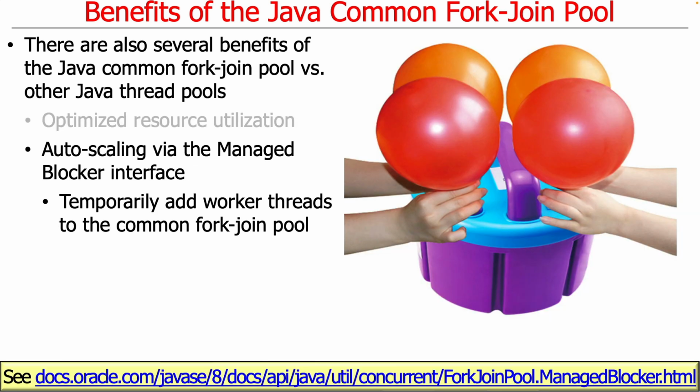The other nice thing we get, and this again is true for other pools besides the common pool, but it's particularly useful for the common pool because we often use that for things like parallel streams, is auto-scaling via the managed blocker interface, which will temporarily add worker threads to the common pool as we saw before, so it can be expanded and contracted flexibly at runtime.